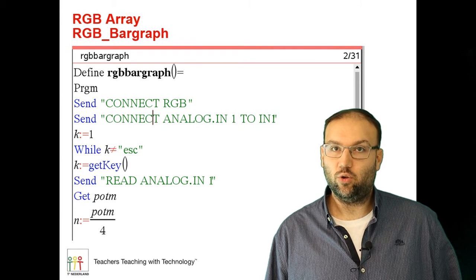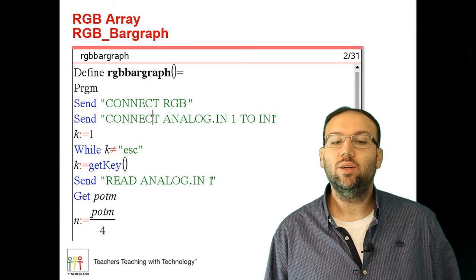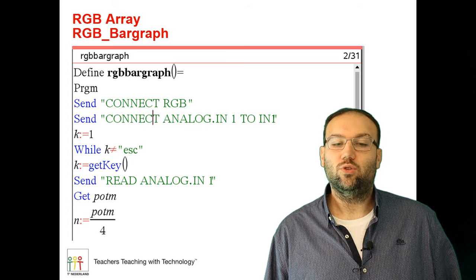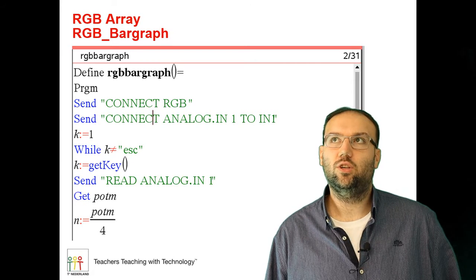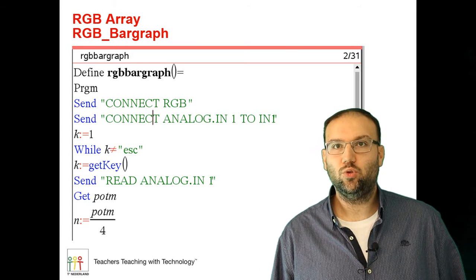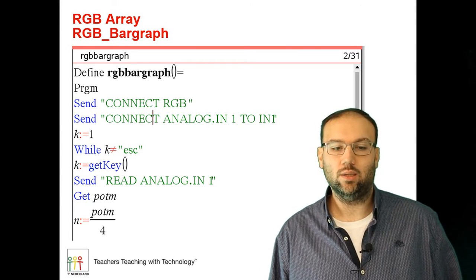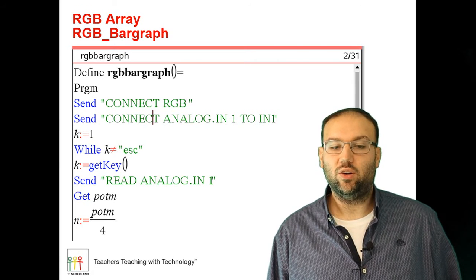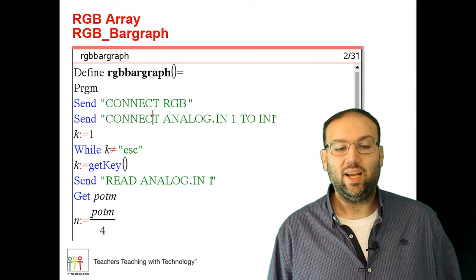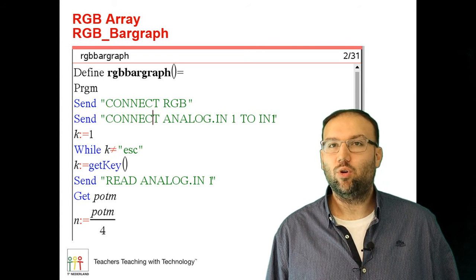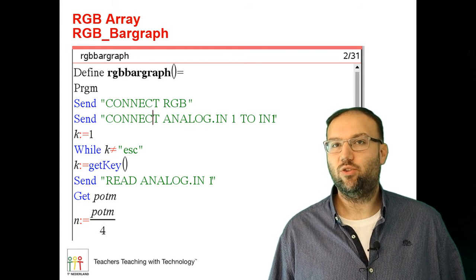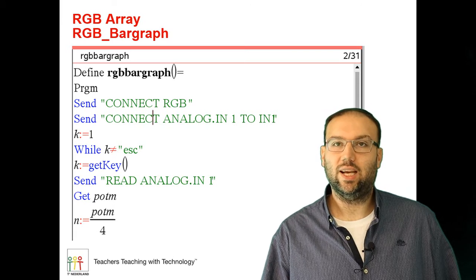Then send read analog in reads the sensor value of the potentiometer. It's a value between 0 and 10,683, I believe. It's 2 to the power of 14 minus 1. Get potentiometer is the reading into a variable. And then n is potentiometer divided by 4 to range the sensor value of the potentiometer in the area between 0 and 4096.